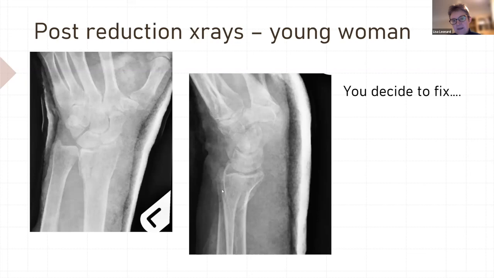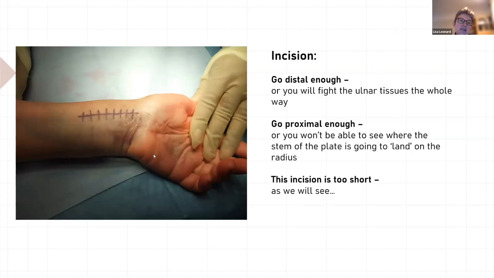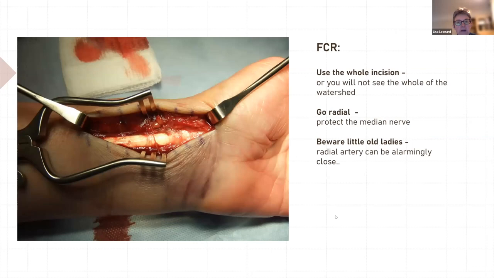I need to see that side of the wrist. So this incision is too short, as we'll see as we go through the dissection. You must go distal enough to be able to see the whole way across the ulna, towards the ulnar side of the distal radius. I'll show you in a minute about the dissection there. And I like to go much more proximal than this so that you can see where the tip of the stem of your plate is going to land on the radius when you finish fiddling around.